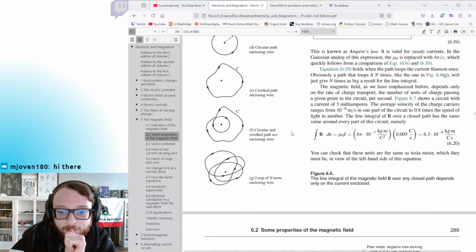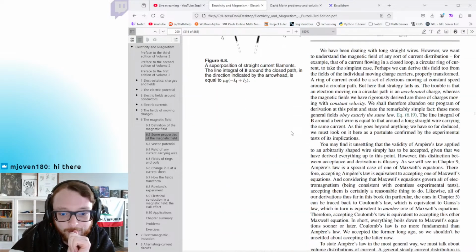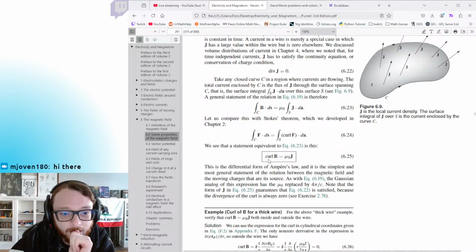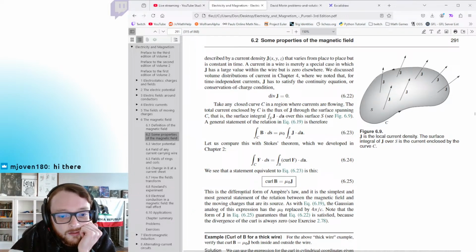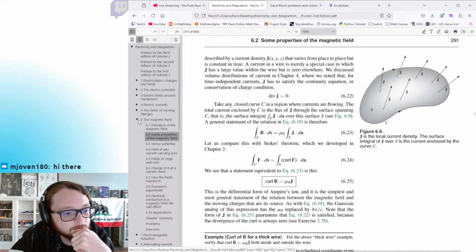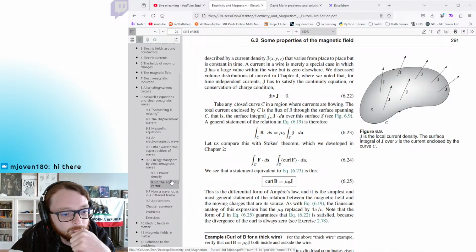Okay, there's the integral Ampere's law. They should say the differential version somewhere. Oh yeah. Okay. Differential form of Ampere's law. Okay, yeah. Nice.